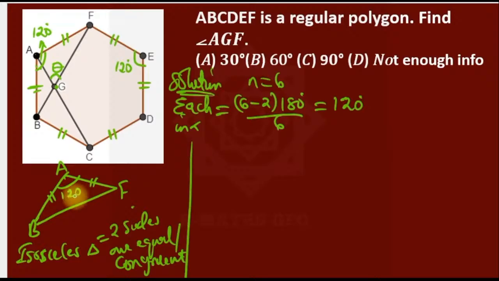Since they are congruent, these two angles opposite the sides will also be equal. Since I have 120 here, each of these will be 30, since the sum of angles in a triangle is 180. Since one is 120, the remaining are the same, meaning each will be 30. So this angle here is 30. This is also 30. By the same logic, here is also 30. Here is also 30.